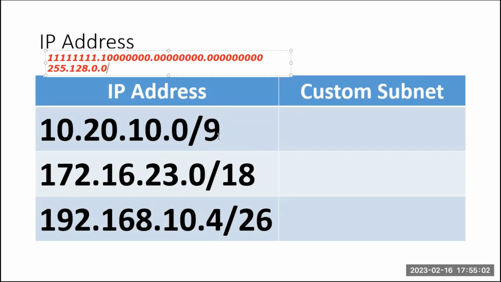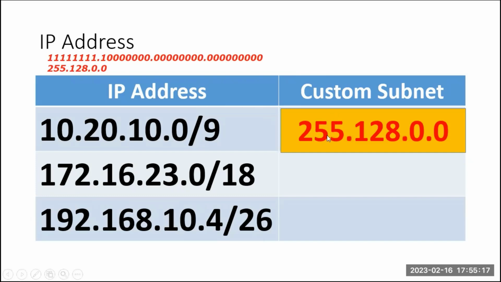The slash here indicates how many bits should be used for the custom subnet mask. Therefore, our custom subnet mask for this IP address would be 255.128.0.0, based on the /9 that we have here. All right. What would be our custom subnet mask now for the second IP address?